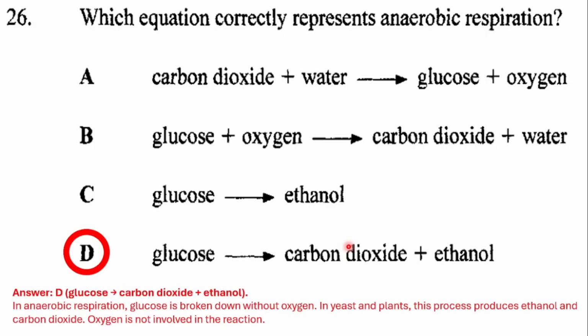Remember, we're talking about anaerobic respiration, not aerobic respiration. And in anaerobic respiration, the glucose is broken down without oxygen, not with oxygen, without oxygen. In yeast and plants, this process produces ethanol and carbon dioxide. Oxygen is not involved in this reaction. So the correct answer is definitely going to be D.